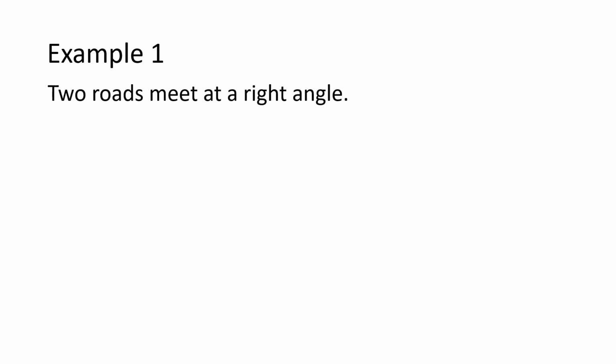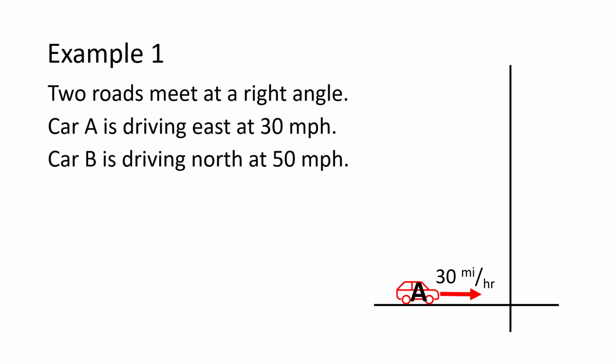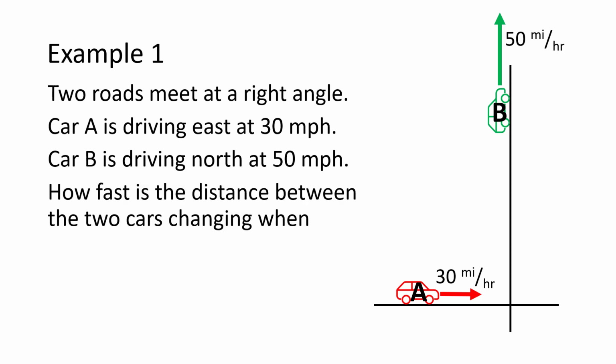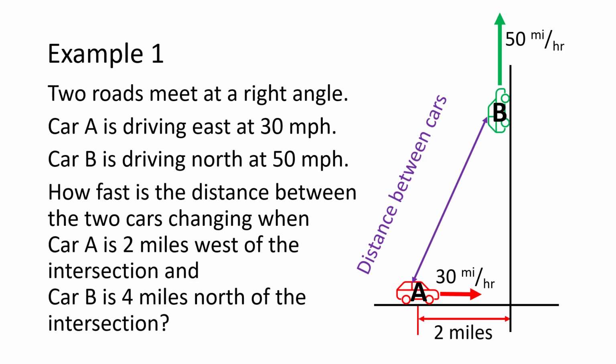Two roads meet at a right angle. Car A is driving 30 miles per hour to the east. Car B is driving at 50 miles per hour to the north. How fast is the distance between the two cars changing at the moment when Car A is 2 miles west of the intersection and Car B is 4 miles north of the intersection?